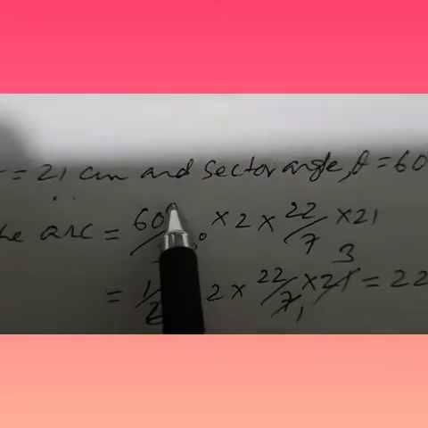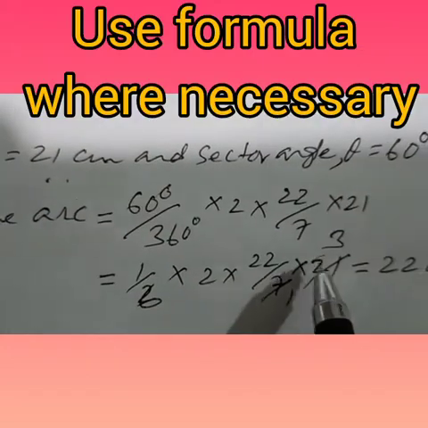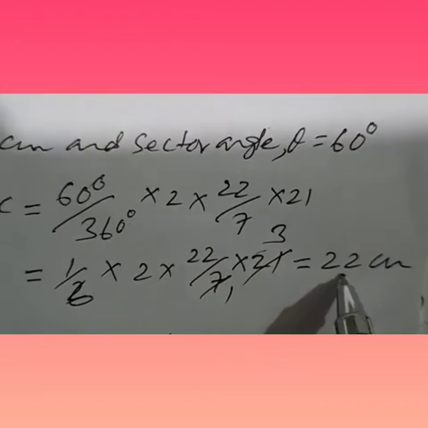So length of the arc will be then this one. After minimizing this one you will get that, and this one then you will get 22 centimeter.